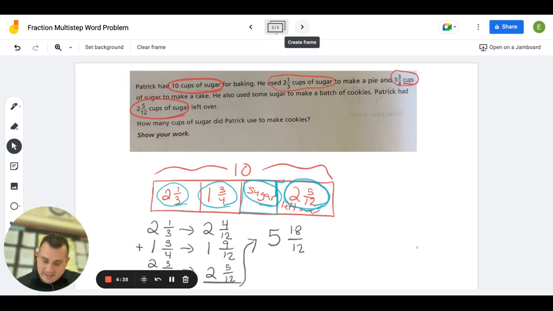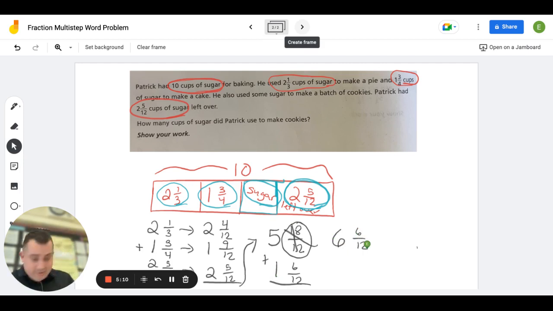But that 18/12, I know, how many 12s go into 18? One whole with 6 left over. So this 18/12 is equal to 1 and 6/12. So I'm now done with that, and now I'm going to add my 5 plus 1 is 6. So I have 6 and 6/12. I could change that into 6 and 1/2 or leave it as 6 and 6/12.